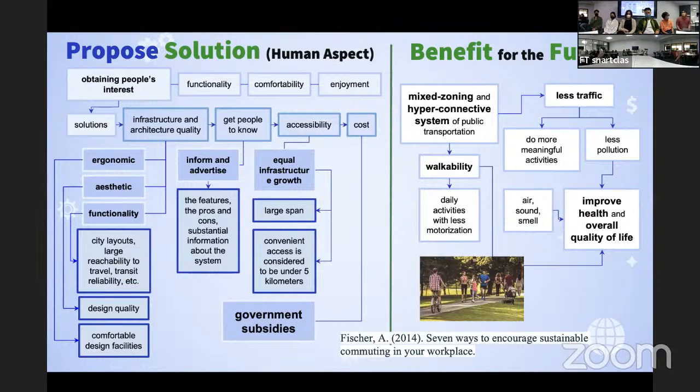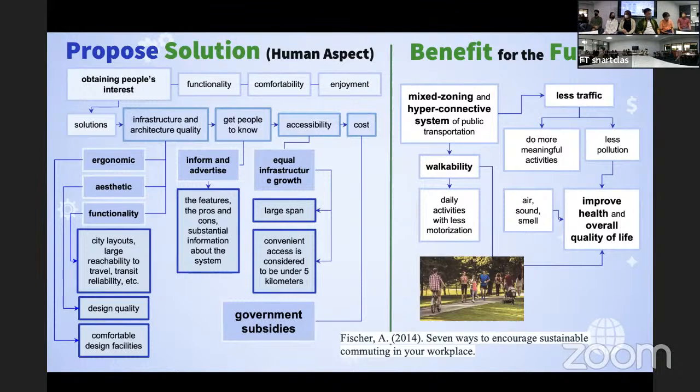Lastly, after the people know, we have to create a system where people can actually access the public transportation system. How? We think that we can improve equal infrastructure growth with larger span and also convenient access, because only 56% of Indonesians actually have convenient access. And convenient access means the public transportation is under 5 kilometers from residential areas.